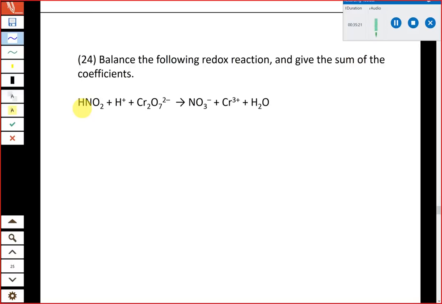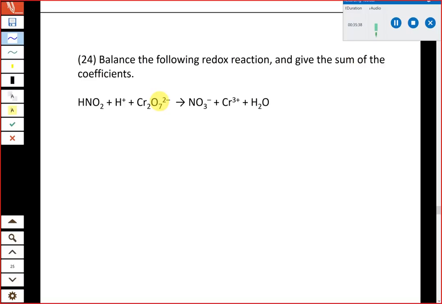So as you'll recall, the way that we want to approach this, because we need to make sure that both the atoms and the charges are balanced, the reliable way of doing that is using the oxidation number method, where we're going to assign the oxidation number of each atom and then figure out from there how many electrons are transferred first.